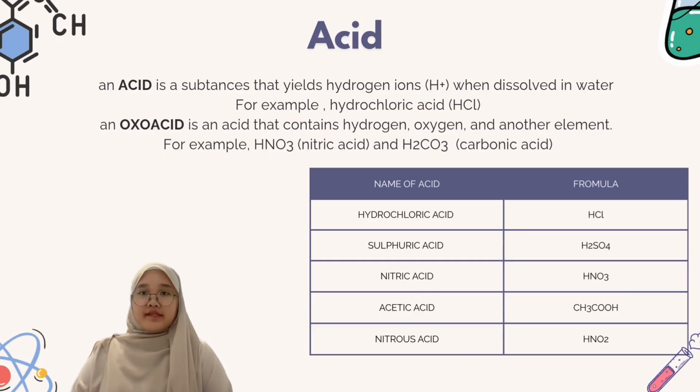Today I am presenting about acid and hydrogen compounds. An acid is a substance that yields hydrogen ions, which is H+, when dissolved in water. For example, hydrochloric acid, which is HCl. Additionally, there's an oxo acid, which is an acid that contains hydrogen, oxygen, and another element like HNO3, nitric acid, and H2CO3, which is carbonic acid.